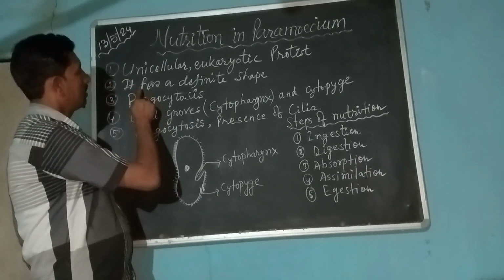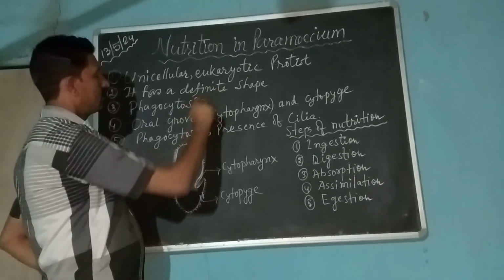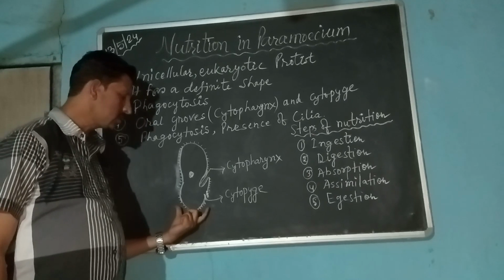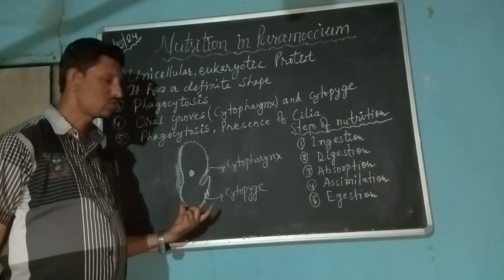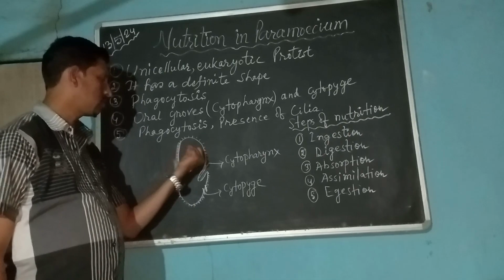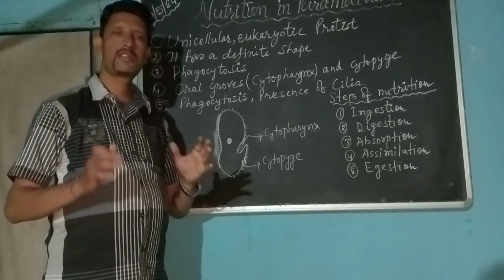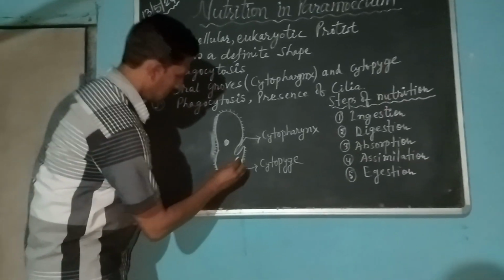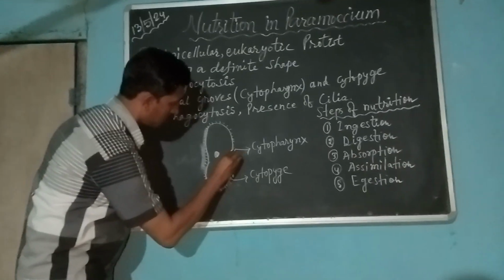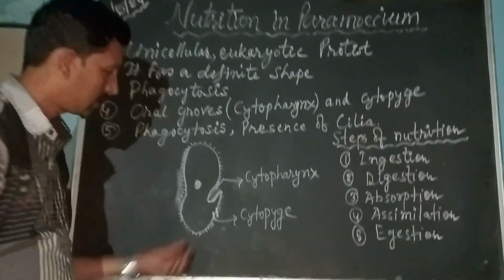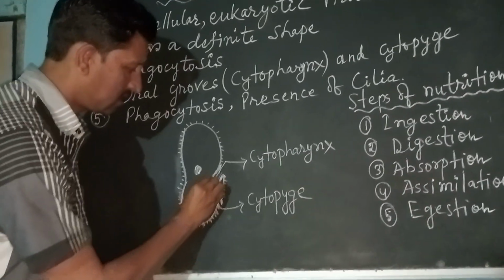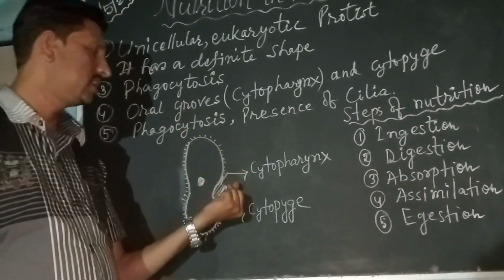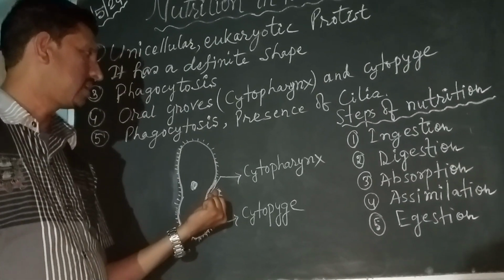Just now, as I told you, paramoecium has a definite shape. This is the structure of a paramoecium. If you see paramoecium under the microscope, you will see this kind of structure. It looks exactly like a slipper; its shape is like a slipper. Here I have drawn a channel-like or tube-like structure. That tube-like structure is known as the cytopharynx, or the oral groove, and it acts as a mouth in paramoecium.